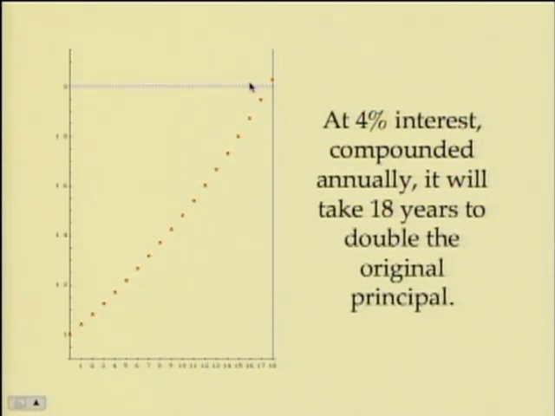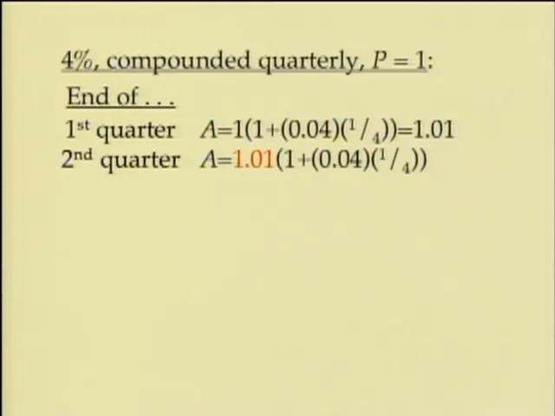Now, if I go back, here's the other question: what if I compound more often? Well, what has changed in this calculation? It's still 4%, but now the amount of time is 1/4 of a year. So that gives me a different number, 1.01. At the end of the second quarter, I compound this interest again, and this 1.01 becomes my new principal.